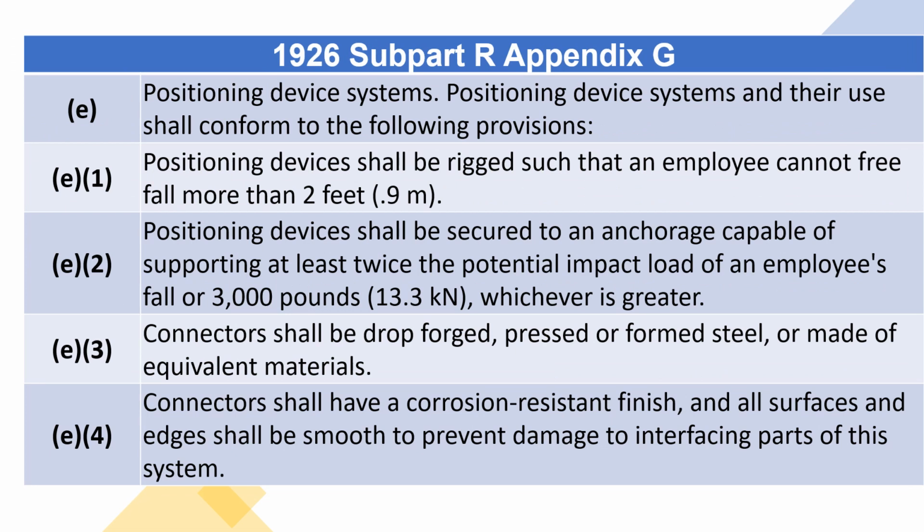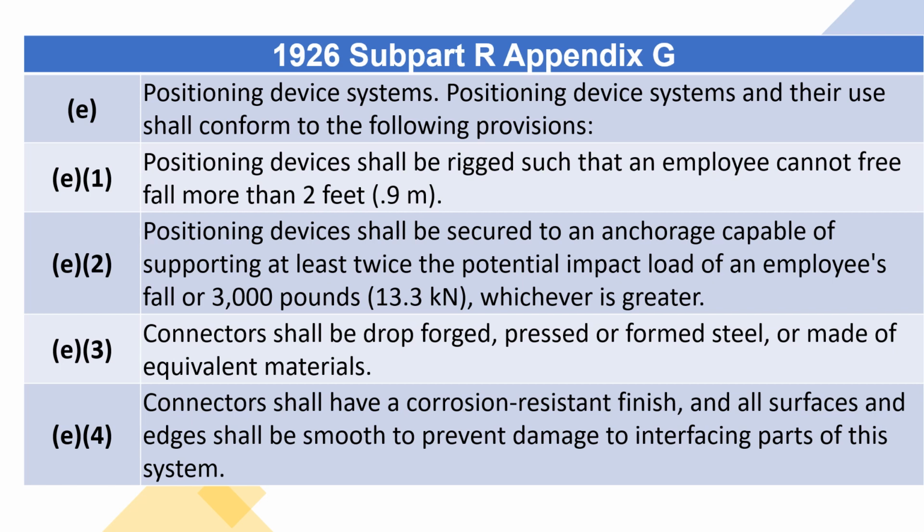E. Positioning device systems. Positioning device systems and their use shall conform to the following provisions. E.1. Positioning devices shall be rigged such that an employee cannot free fall more than 2 feet (0.9 m). E.2. Positioning devices shall be secured to an anchorage capable of supporting at least twice the potential impact load of an employee's fall or 3,000 pounds (13.3 kN), whichever is greater.